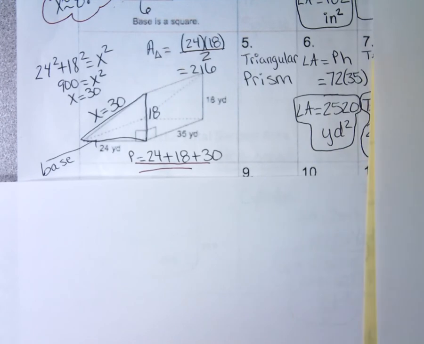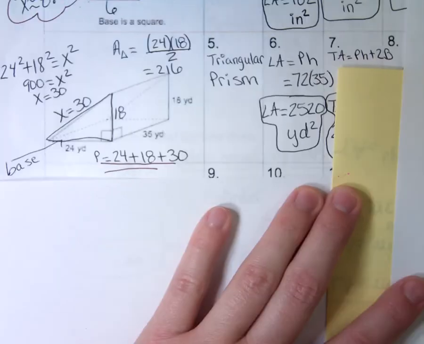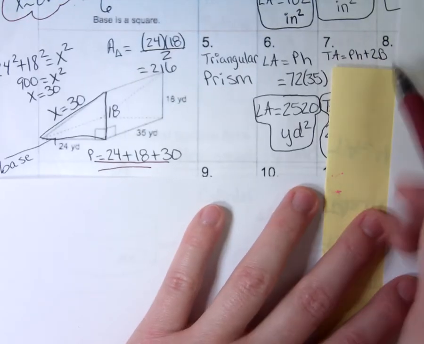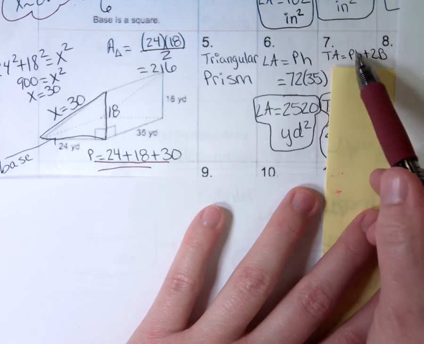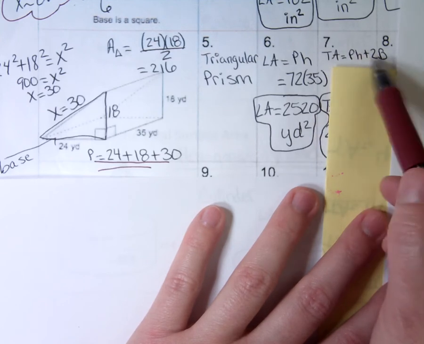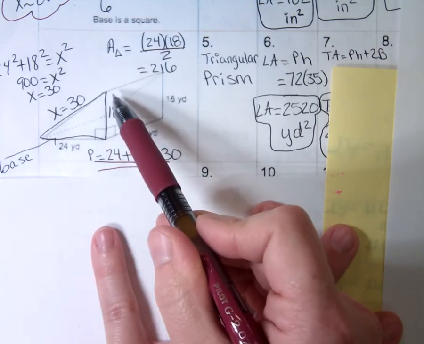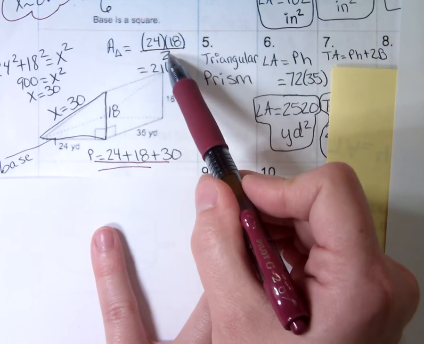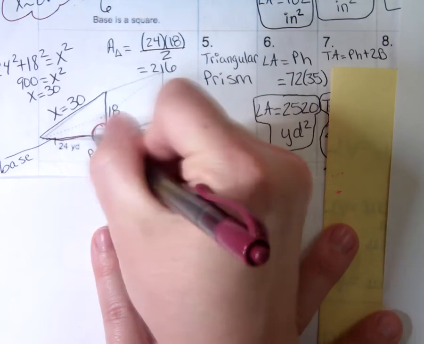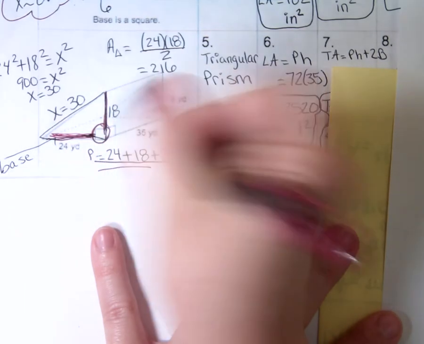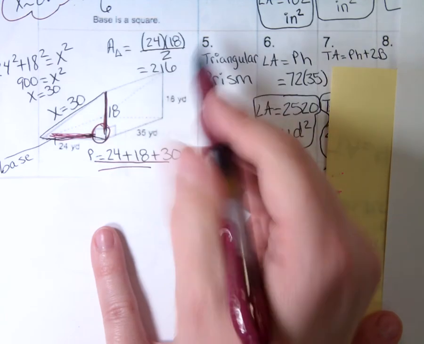Okay, total surface area. I take my lateral surface area and I add in the area of my 2 bases. So my lateral surface area, I got 2520, so that's going to go right there. Then I need to find the area of the base. So since my base is a triangle, I find area of a triangle by taking base times height divided by 2, or 1/2 base times height. So wherever that right angle is, the base and the height are always attached to it. So 24 is the base of the triangle, 18 is the height of the triangle, and I divide by 2.